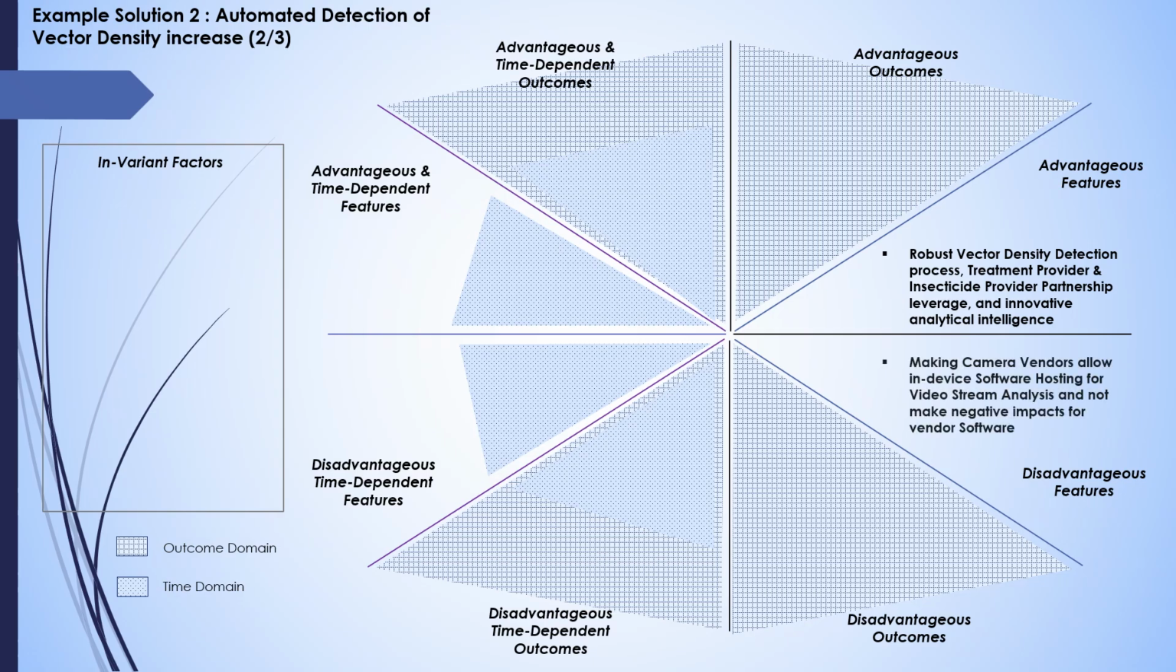Now, the disadvantageous feature, and it's a nuanced one. Getting camera vendors to allow in-device software hosting for video stream analysis without creating conflicts with their own software ecosystems is a persistent challenge. Here's the tension. On-device processing is the ideal architecture. It addresses privacy concerns, reduces hosting costs, and improves response speed.